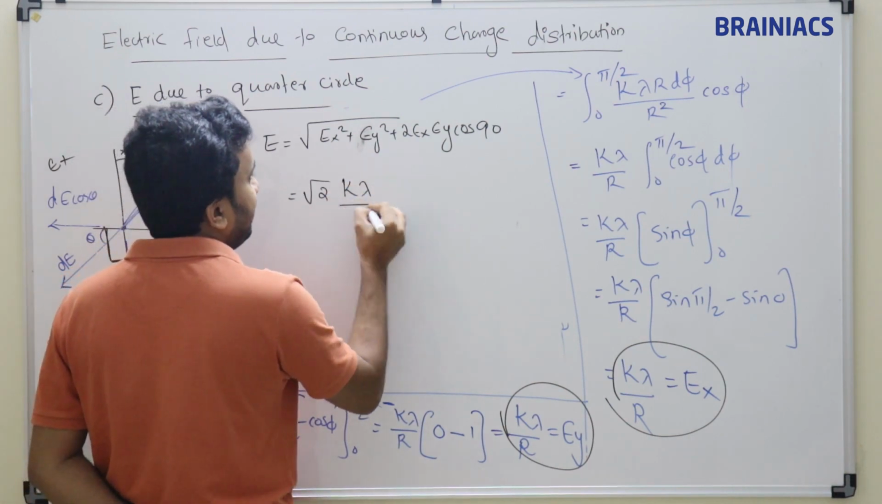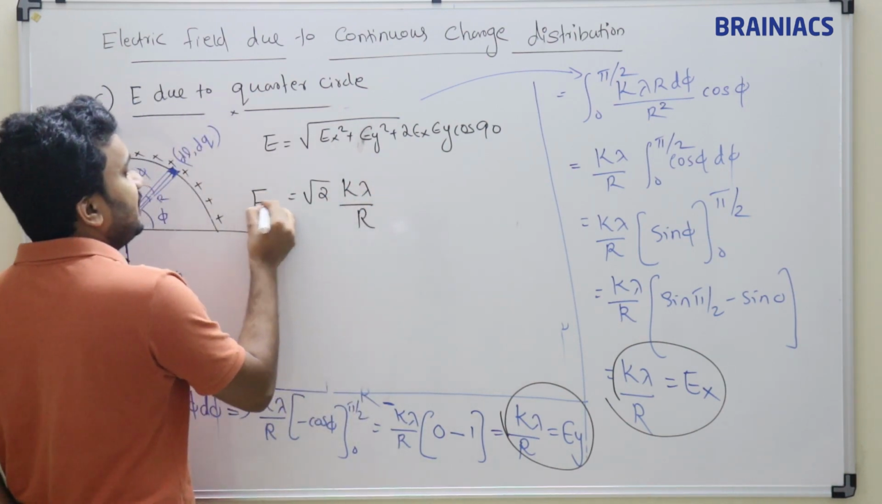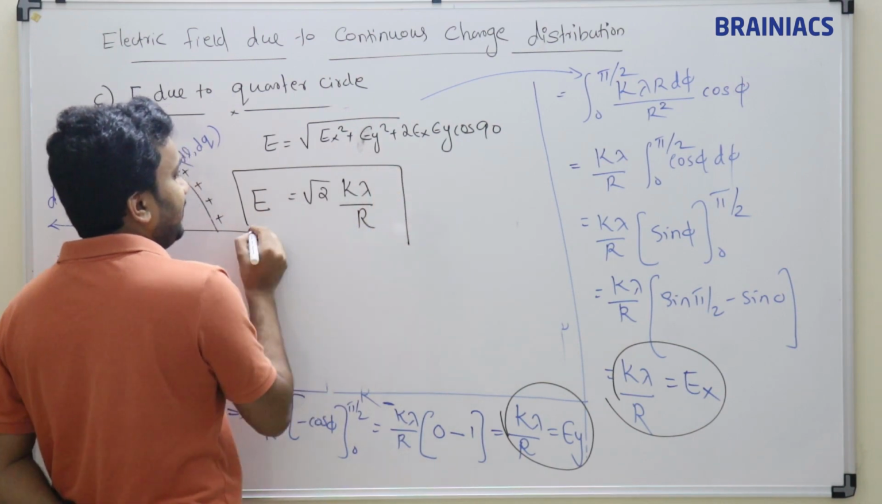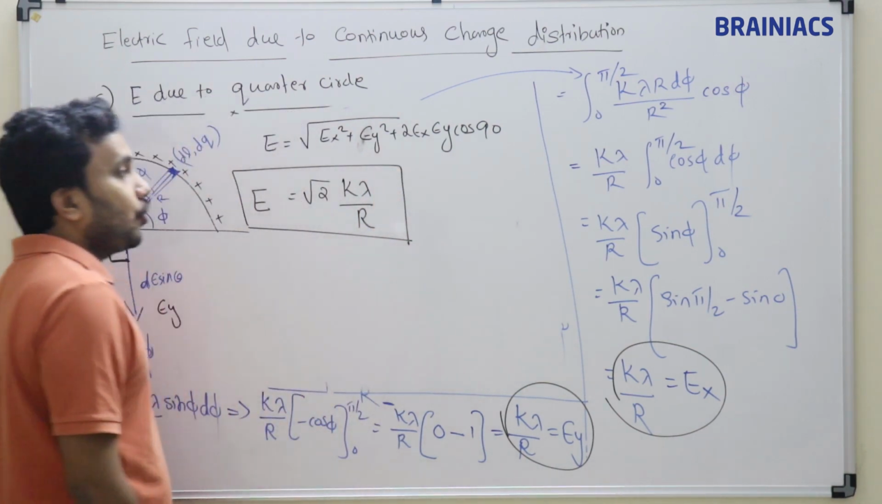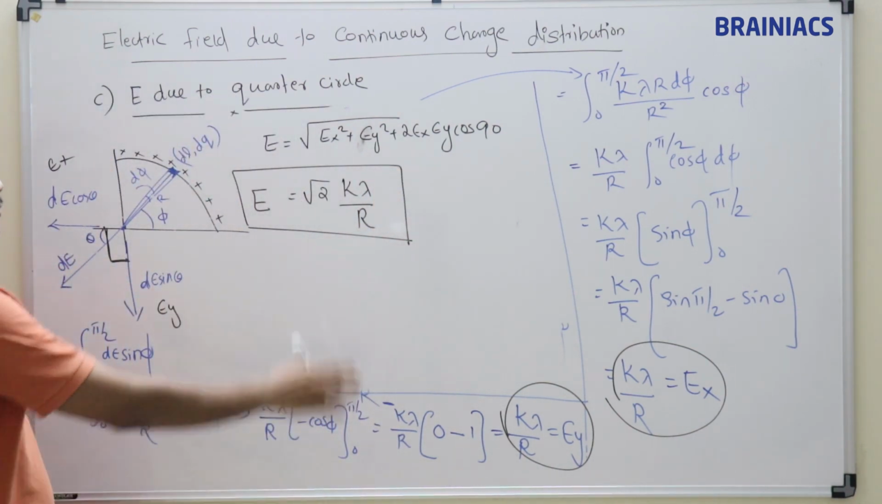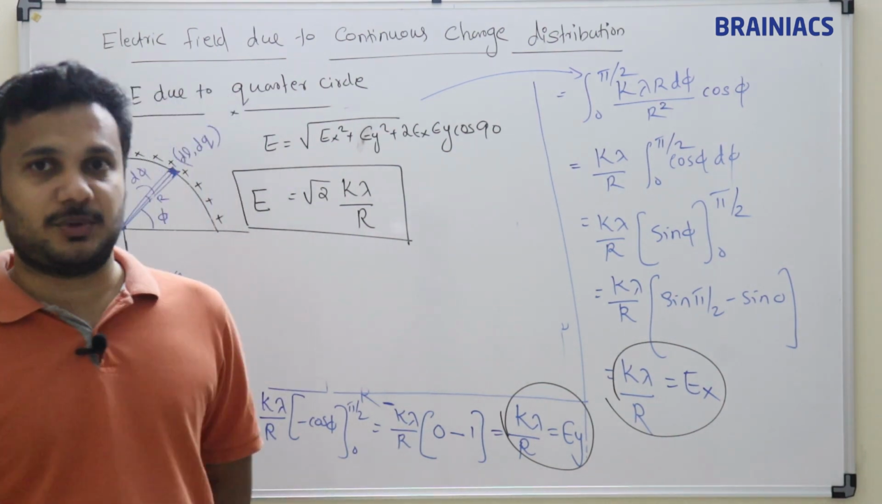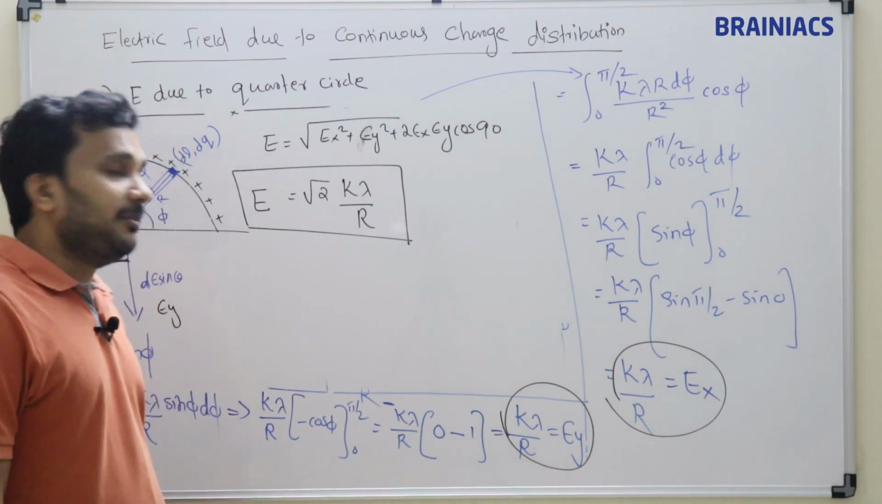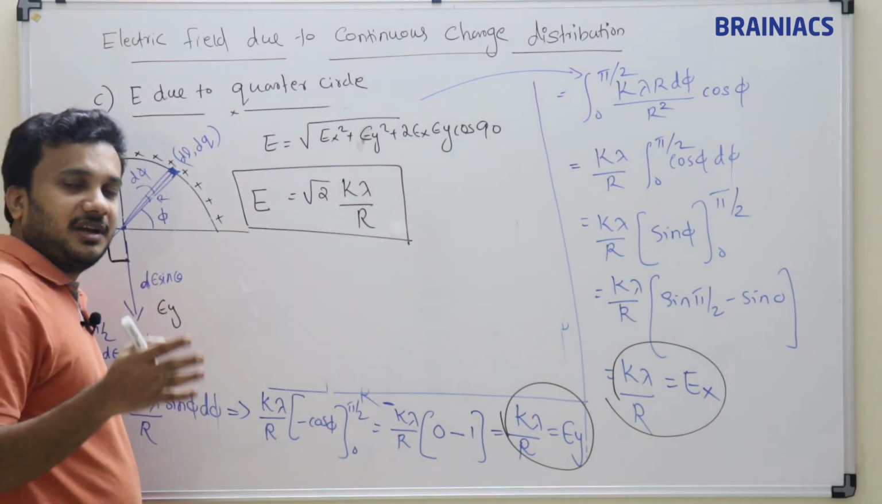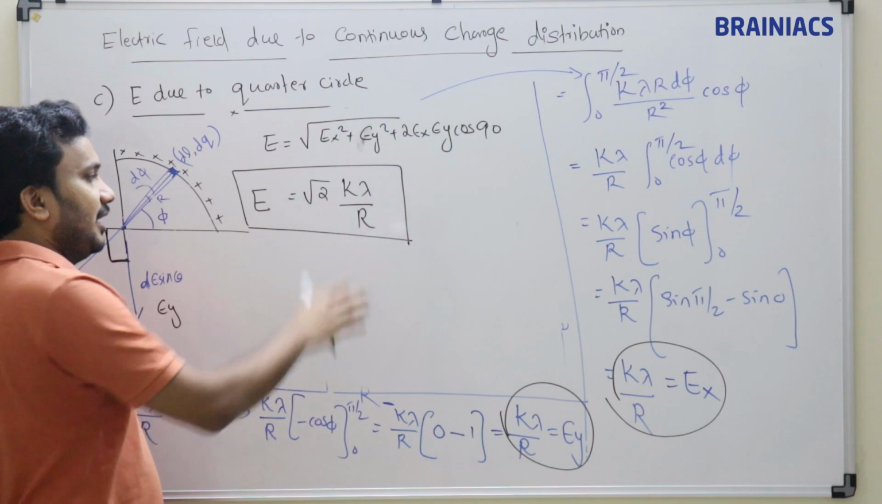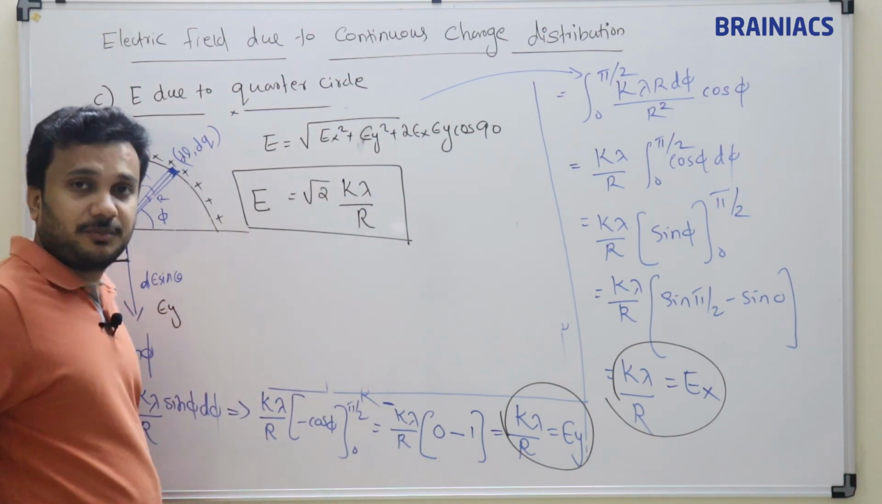So kλ divided by r. This is the total electric field created by a quarter circle. It's very important. What is the value of k? I told you in the last class, the previous class also. k is equal to 1 by 4πε0.